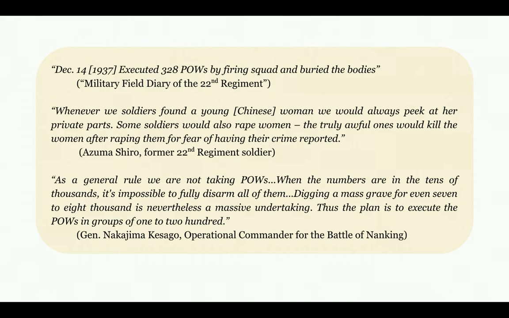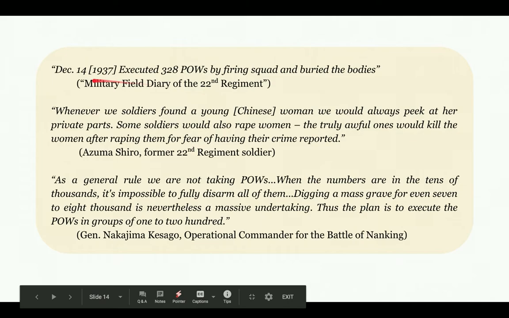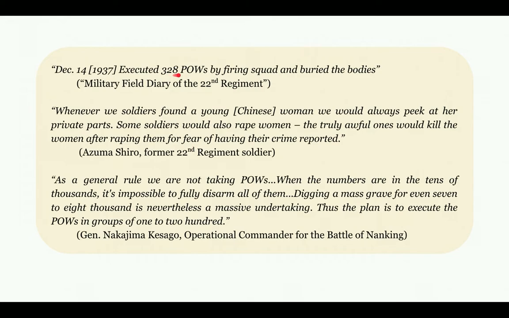So a military field diary of the 22nd Regiment wrote on December 14th, 1937, the entry was simply: executed 328 POWs by firing squad and buried the bodies. And POWs here, by the way, means anyone captured by the Japanese army who was in any way suspected of cooperating or aiding the Chinese army or harboring anti-Japanese sentiments. So this was men, women, elderly. It could have been anybody. And the excuse at the time was that Japan said Chinese soldiers had taken off their military uniforms and adopted civilian clothing, so Japanese soldiers would go around and round up everybody, basically, and try to determine who was actually helping or fighting with the Chinese army, when there was really no way of determining this in many cases.